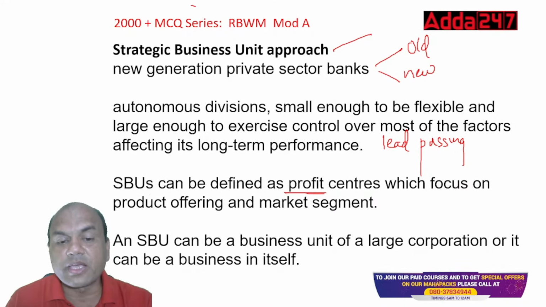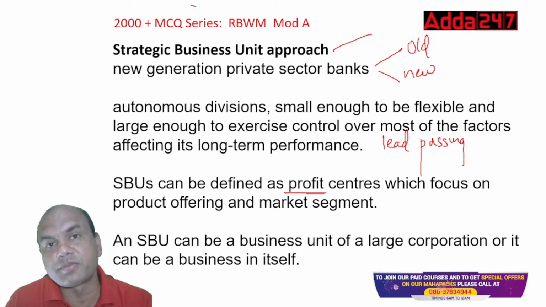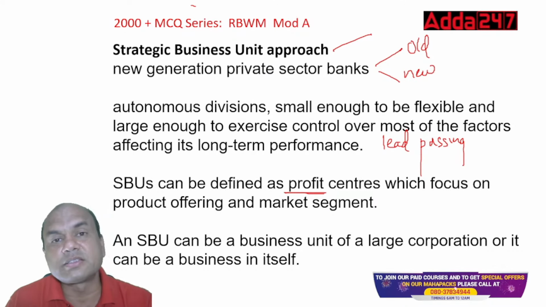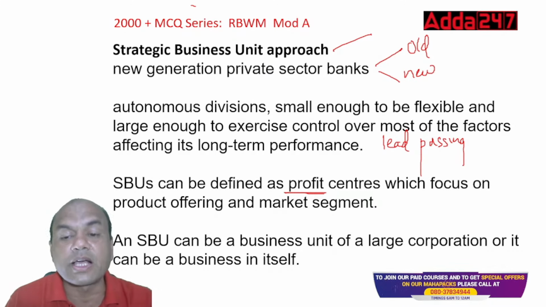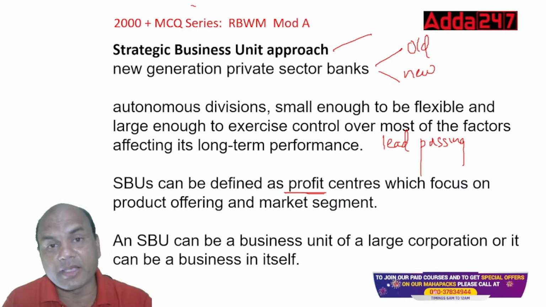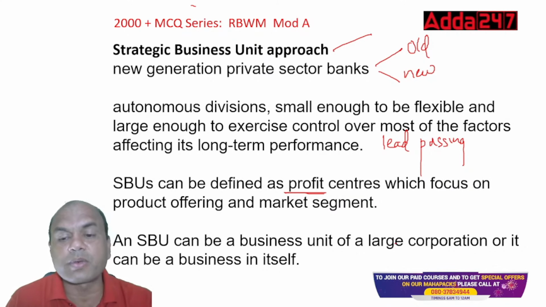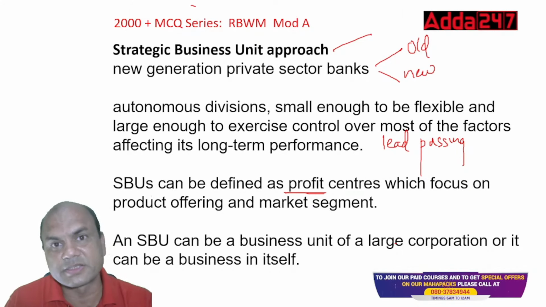An SBU can be a business unit of a large corporation, or it can be a business in itself. Like the clearing department: suppose that is considered as an SBU, it is a part of the large corporation, a large bank, right? So that's why in our banks, this large corporation is applicable. By business in itself, this is applicable to the smaller banks.